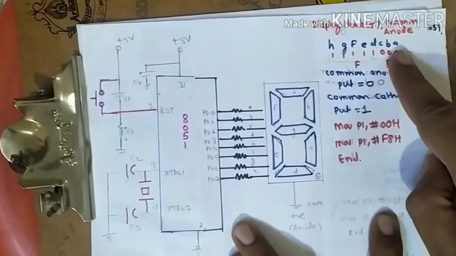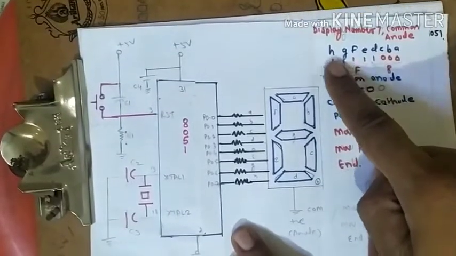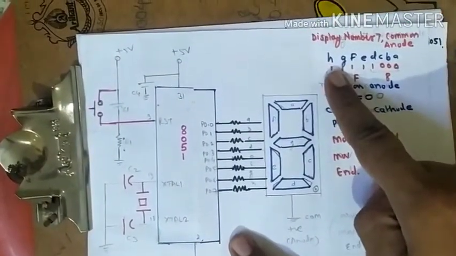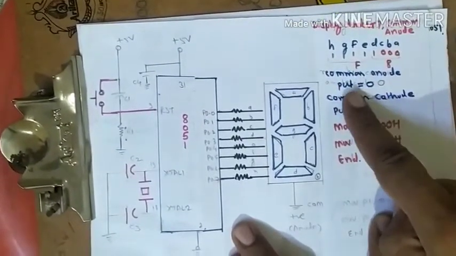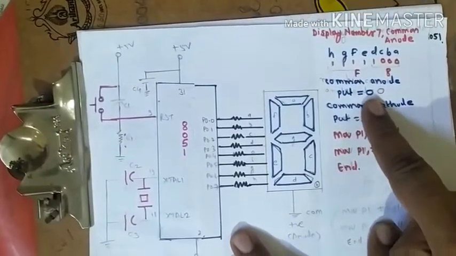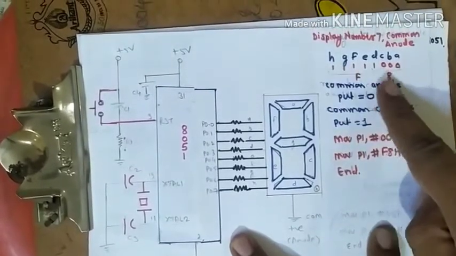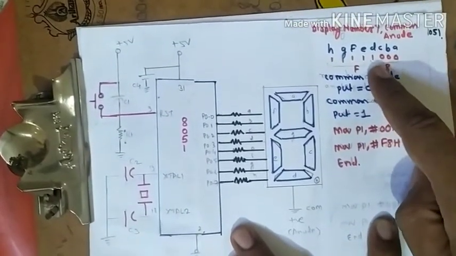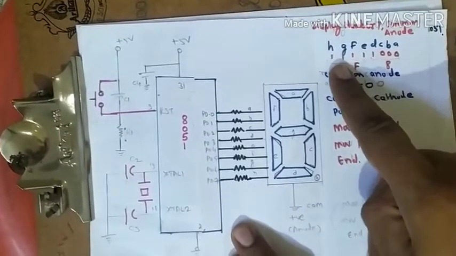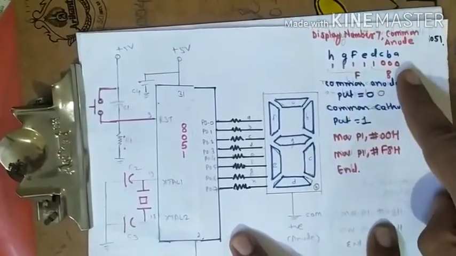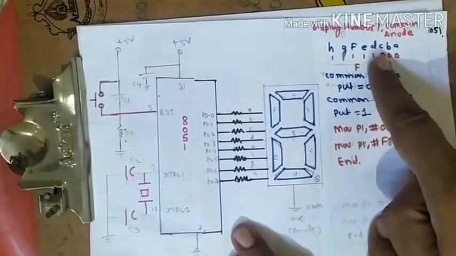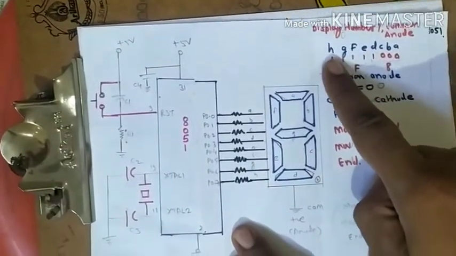See here, A, B, C, D, E, F, G, H, these are all 8 points or 8 LEDs. We are putting 0, 0. Why? Because our common anode connection. So after putting this equation, we get the hex code. This first nibble is equal to 8 and this second nibble is equal to F. I repeat, these are all A, B, C, D, E, F, G, H, all 8 LEDs.